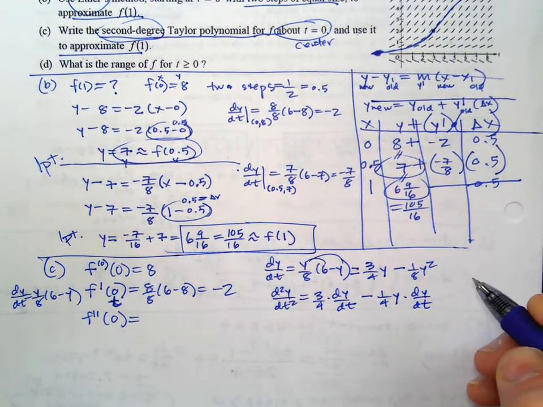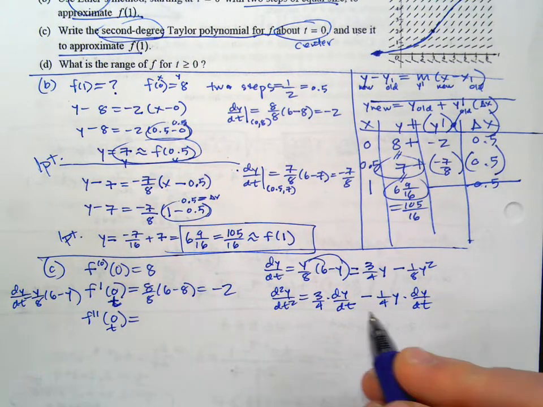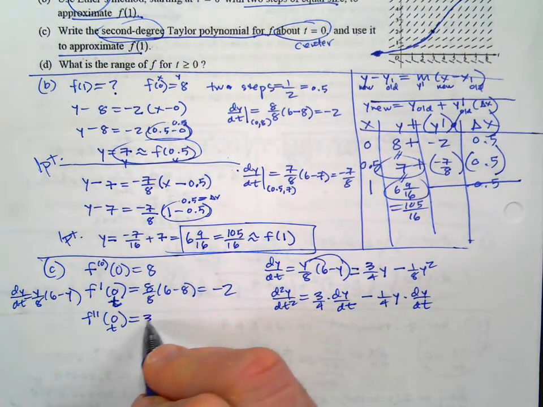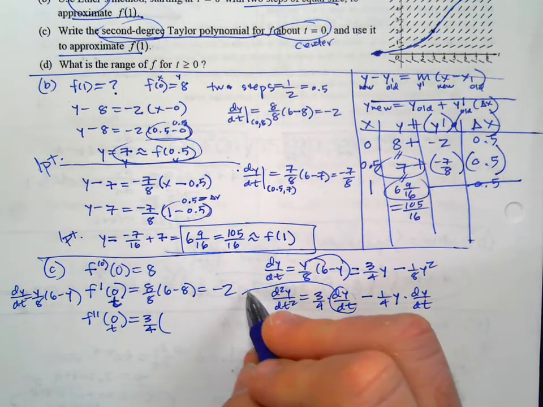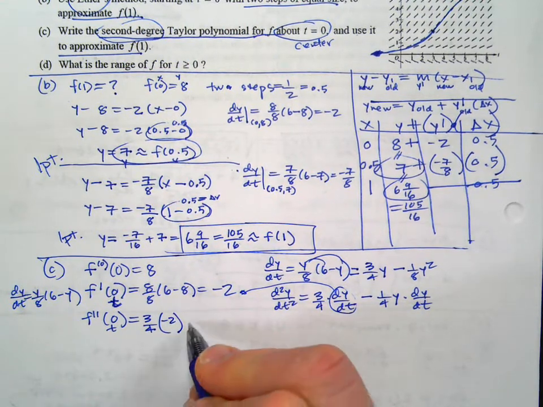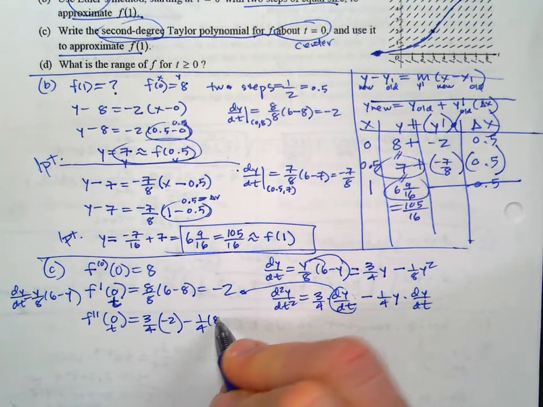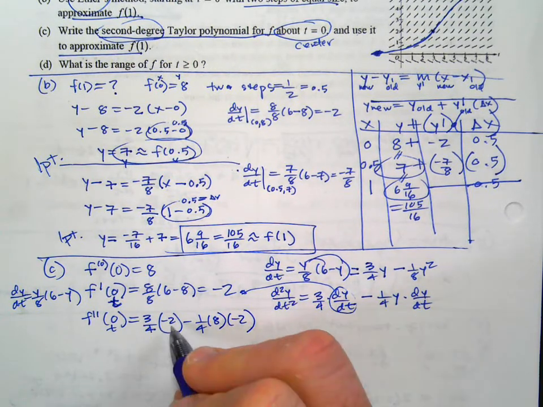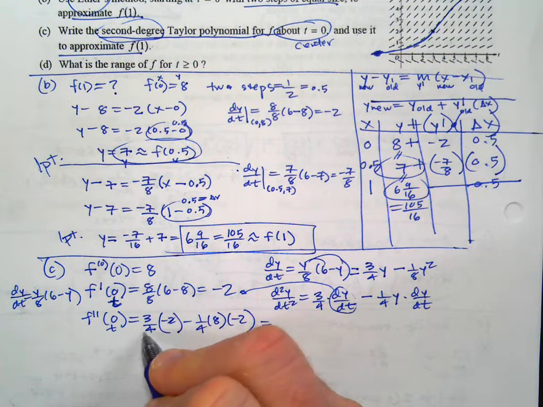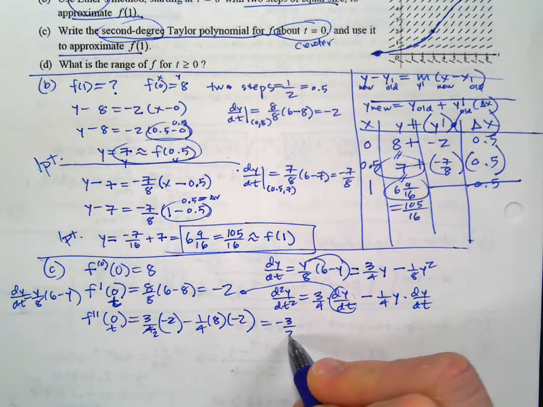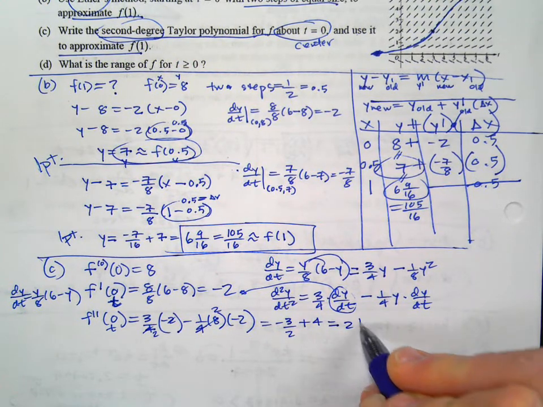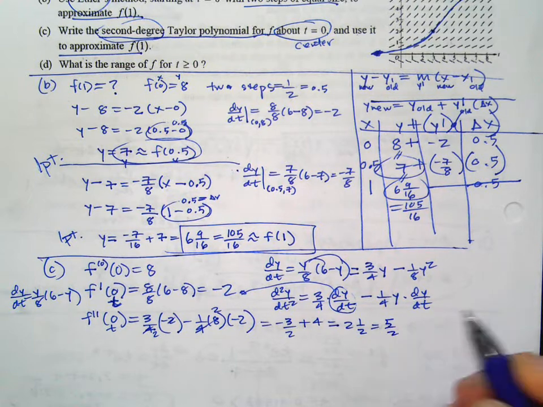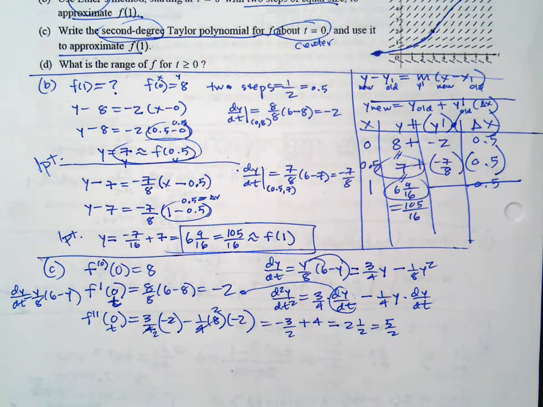So if we plug time 0 in there, the y value is still 8, so it's going to be 3/4 times dy/dt at time 0, which we just calculated. That's -2, minus 1/4 times the y value, 8, and then dy/dt again is -2. So that's going to be -3/2 plus 4. So that's 2.5 or 5/2. I don't think we want mixed fractions in our answer. So I think we have all the values that we need.